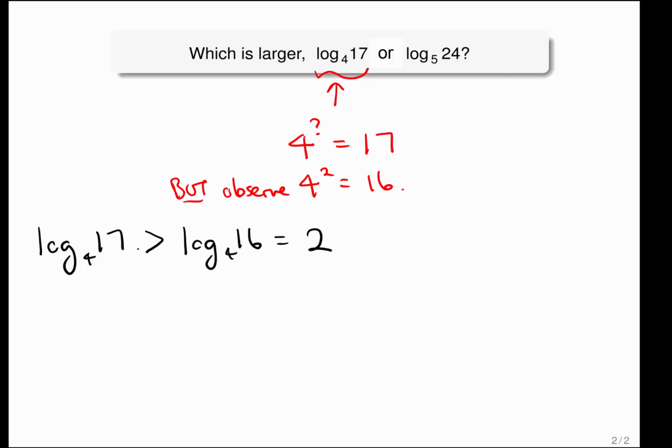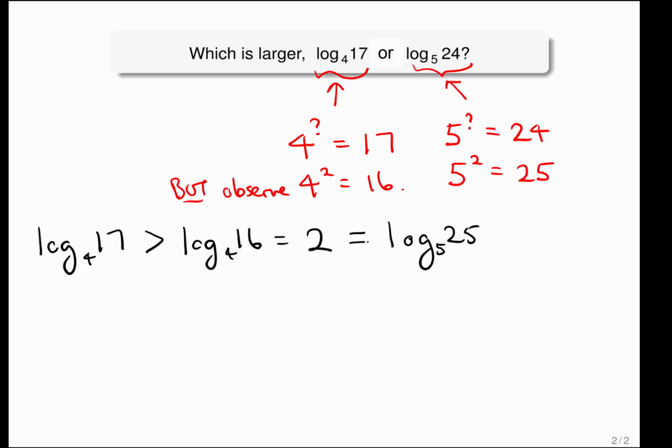Okay, let's now look at log of 24 to the base 5. Here, we're trying to find the power to which 5 must be raised to get 24. In other words, 5 to the power of what gives me 24? That's not easy to answer either. But I do know that 5 squared gives me 25. Therefore I know that log of 25 to the base 5 is also equal to 2.